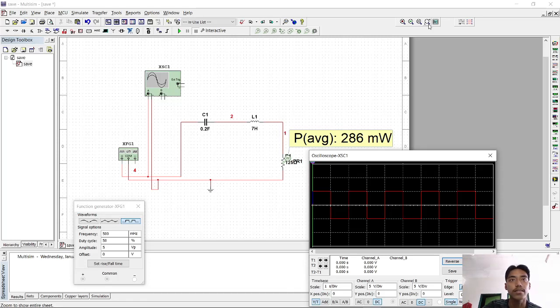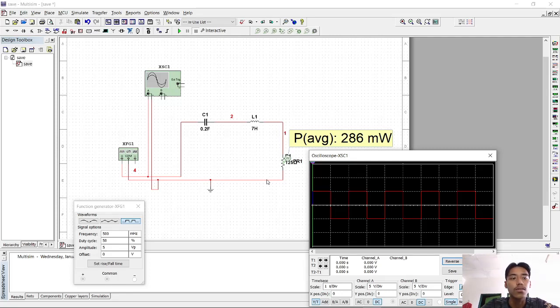I will present our simulation circuit in Multisim. As you can see, this is our circuit, and we use a 7 Henry inductor, a 0.2 farad capacitor in series, a 125 ohm resistor in series, and one ground. In the function generator, we set the waveform to square, the frequency to 500 millihertz, the duty cycle to 50%, and the amplitude to 5 Vp. Lastly, we attach the power probe on the resistor to measure the power average.